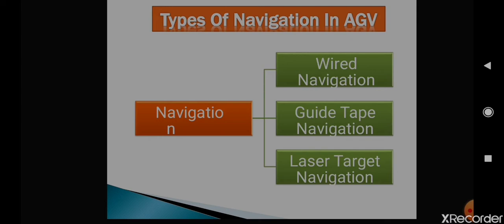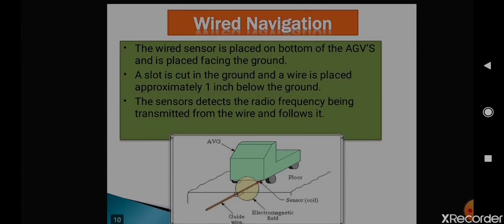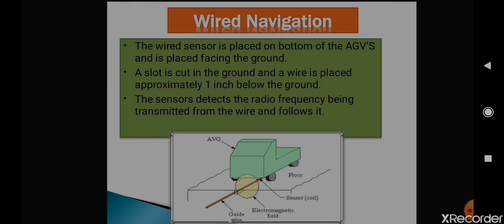See, in the first one, wired navigation, the sensor is placed on the bottom of the AGVs, facing the ground. There will be a slot cut in the ground, and a wire is placed approximately 1 inch below the ground. The sensor detects the radio frequency being transmitted from the wires and it follows it.